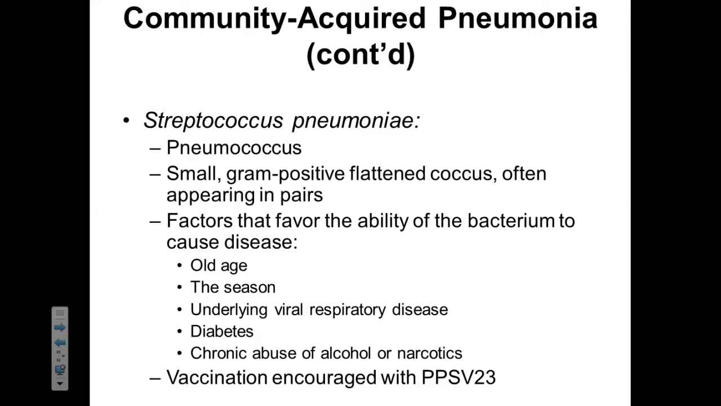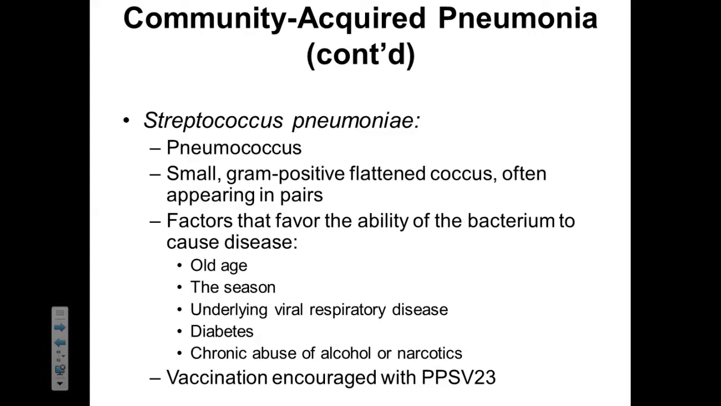If we look at Streptococcus pneumoniae, one of the single most common forms of pneumonia, it's sometimes referred to as pneumococcus. These are tiny little bacteria. They're small, gram-positive, and have a flattened coccus shape. They oftentimes appear in pairs, even though they're referred to as a streptococcus and not a diplococcus.